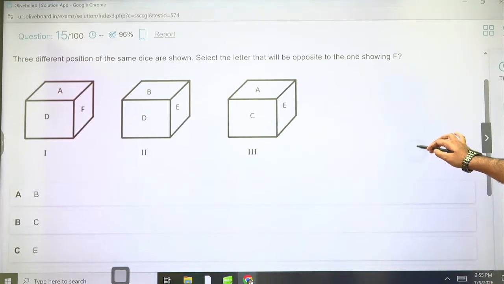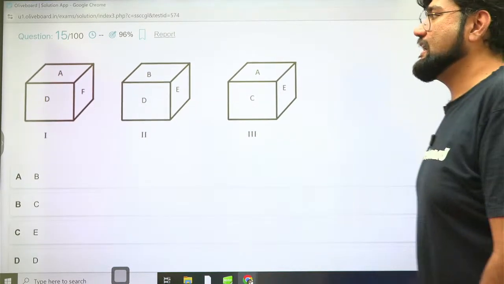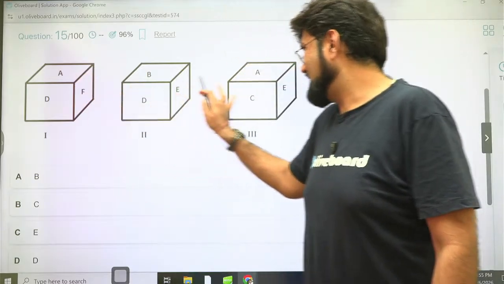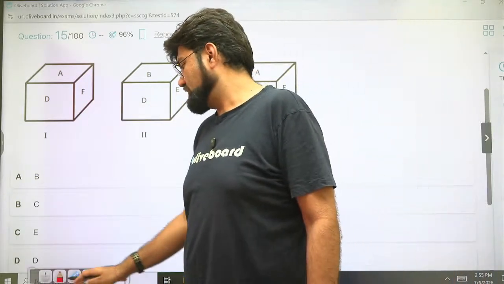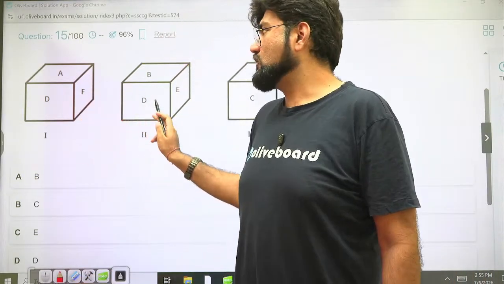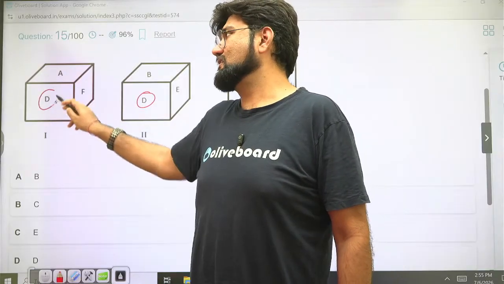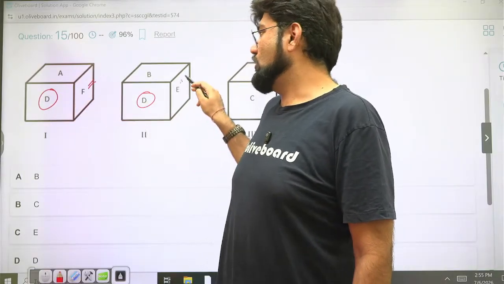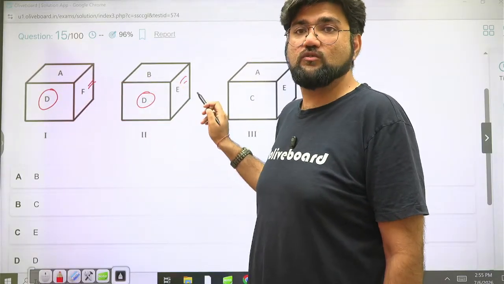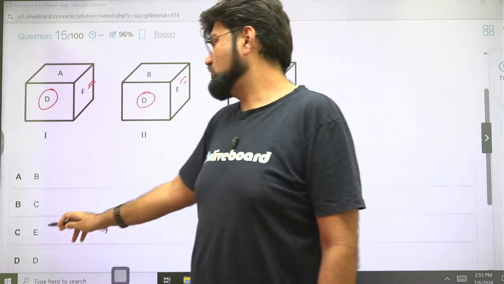Select the letter that is opposite to F. Here I see F and AD. AD is not there anywhere. So I'll have to go with the clockwise method, one face common. I'll pick up 1 and 2 only. Why? Because the position of D is fixed here. So I know F and E will be opposite. Their orientations will also be the same. So E is the answer.